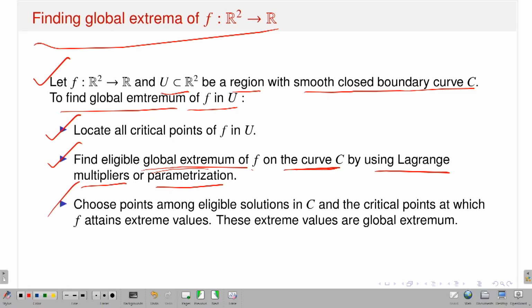Okay, so now the third step is to choose points among the eligible solutions in C and the critical points at which f attains an extremum. That means points inside C, the interior, are critical points, and then the boundary points. Whatever the points, you just collect them, evaluate your function, and see whether it attains a maximum or minimum. These extremum values are the global extremum.